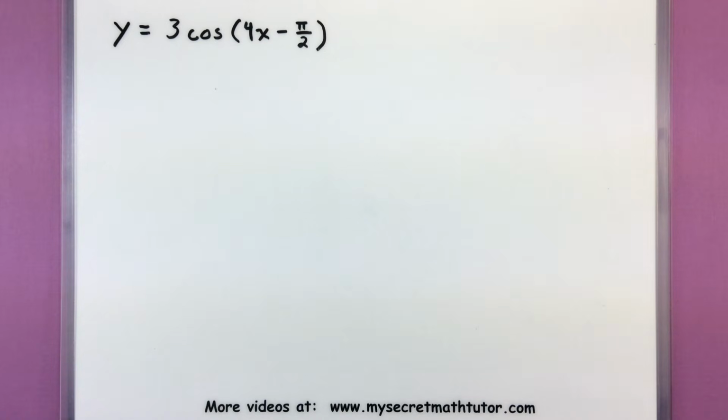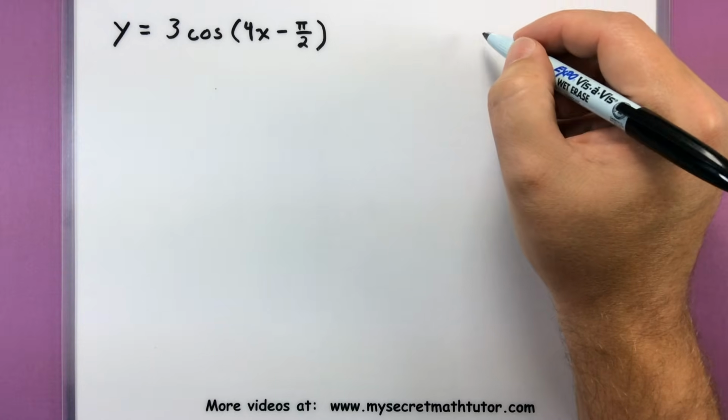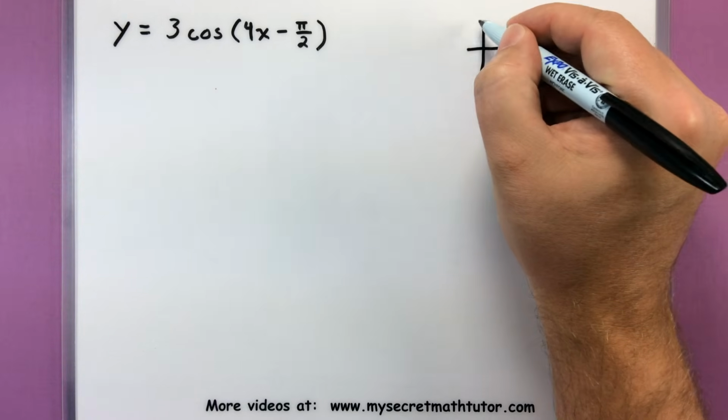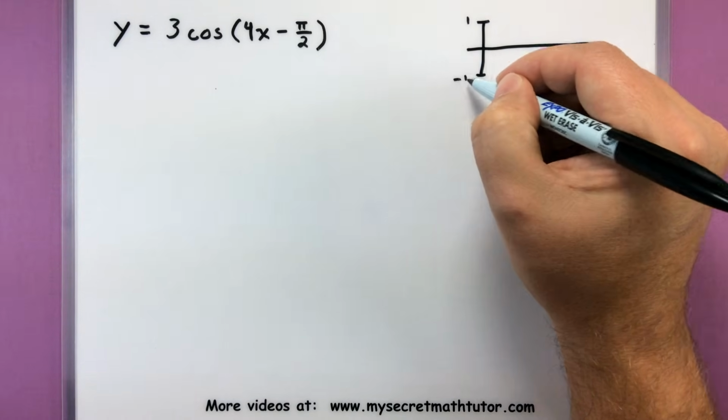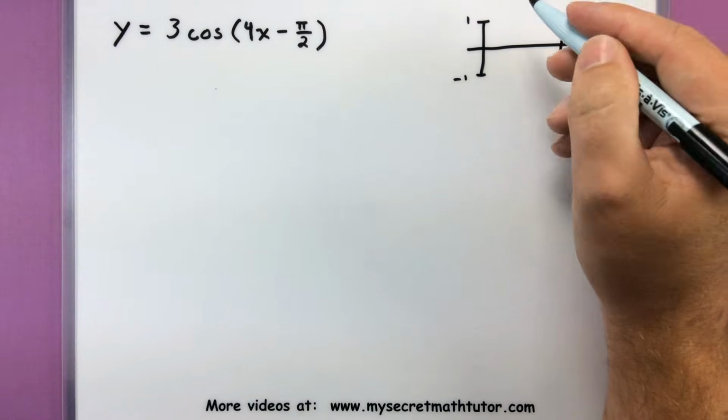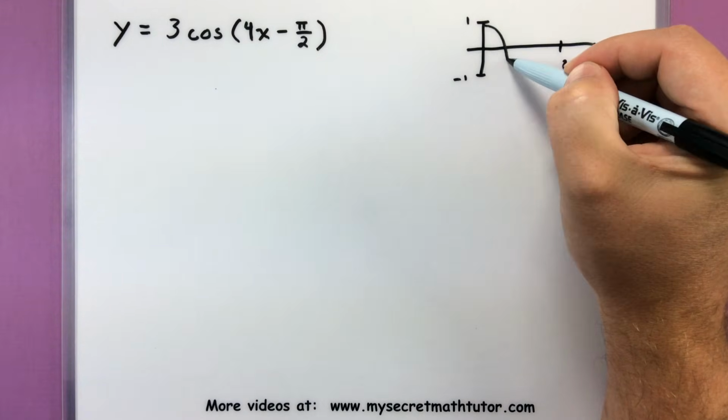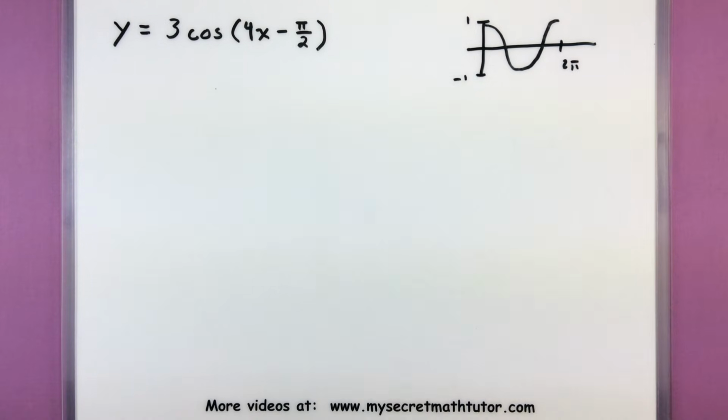All right, this one we want to do y equals 3 cosine of 4x minus pi over 2. Basic graph, 1, negative 1, cycle of 2 pi. Cosine, I'm thinking of this U shape, so something like that. Okay, looks good.